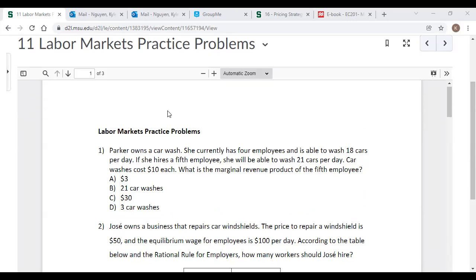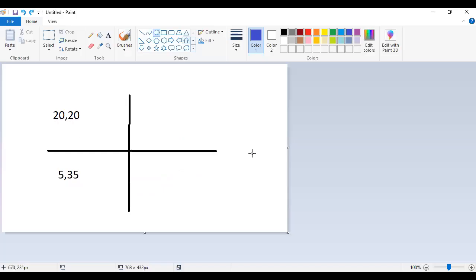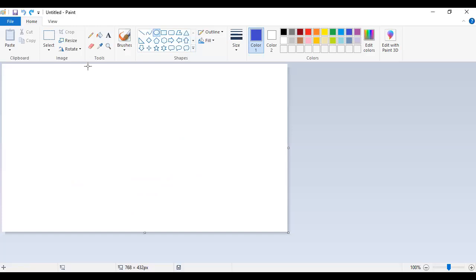Parker owns a car wash. She currently has 4 employees and is able to wash 18 cars per day. If she hires a 5th employee, she'll be able to wash 21 cars per day. Car washes cost $10 each. What is the marginal revenue product of the 5th employee? Okay, so with this, we're gonna go to Microsoft so I can write down some definitions. We'll get to this later.